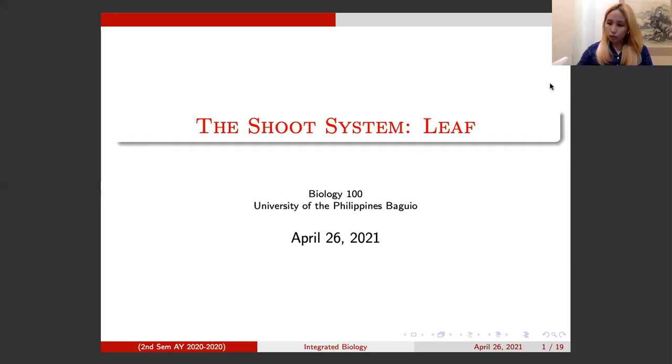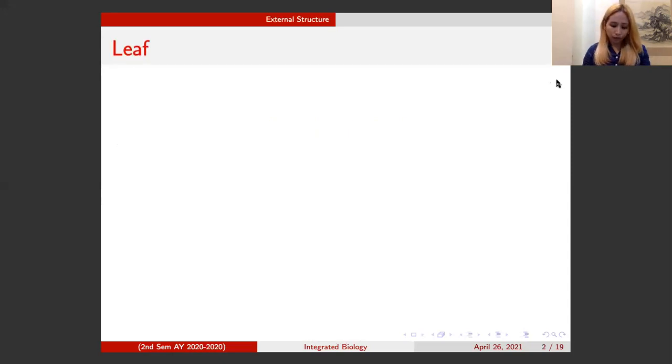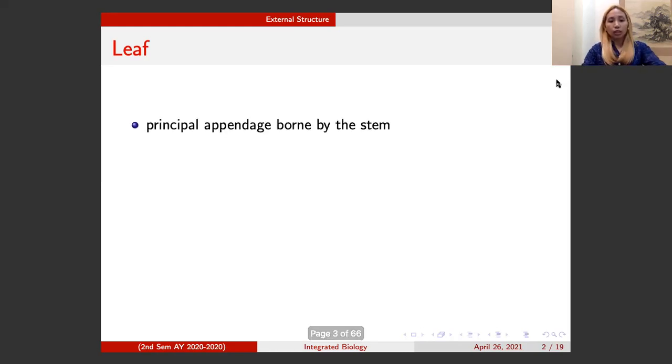Okay. So, to continue with our discussion, we're going to follow the same steps in discussing everything. So there would be a general description of the leaf, and then there would be discussion on the external structure, and then the internal structure, and then function and modified leaves. Okay, so to begin with, we simply define the leaf.